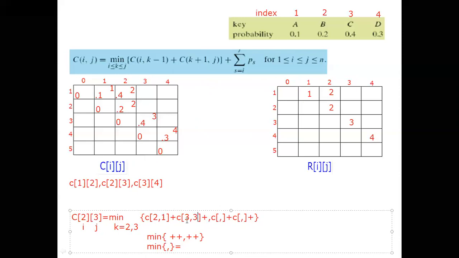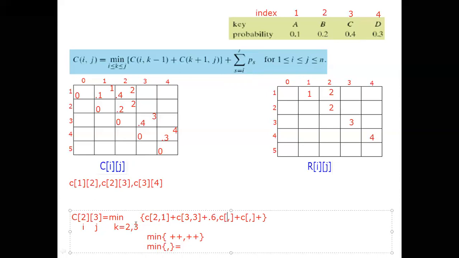Correct? What is that for the sigma value? S is equal to i to j. What is i? 2 to 3. What are the probabilities? We have to sum 2, 3. What are the probabilities? 0.2 plus 0.4. What is the value? It is 0.6. I will write it as it is.